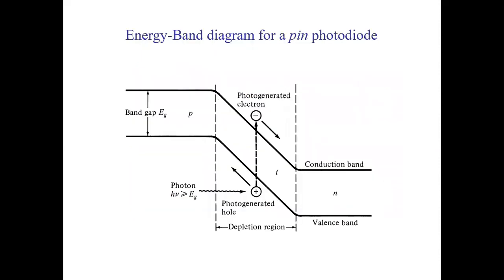Now the energy band diagram of a PIN photodiode looks something like this. You can clearly see that the photon here, with more energy than the band gap, hits and generates electron-hole pairs within the depletion region.